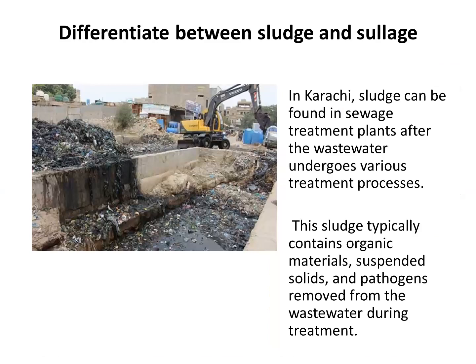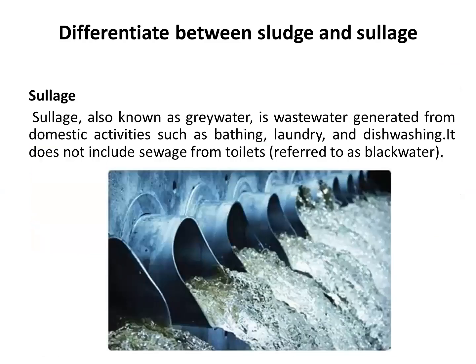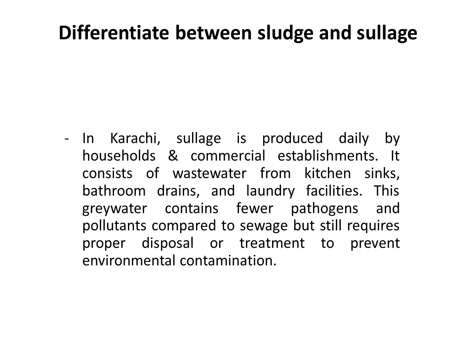In Karachi, sludge can be found in sewage treatment plants after wastewater undergoes various treatment processes. And sewage, also known as grey water, is the water generated by domestic activities such as bathing, laundry, and dishwashing. It does not include sewage from toilets, referred to as black water. Sewage is produced in Karachi daily by households and commercial establishments. It consists of wastewater from kitchen sinks, bathroom drains, and laundry facilities.